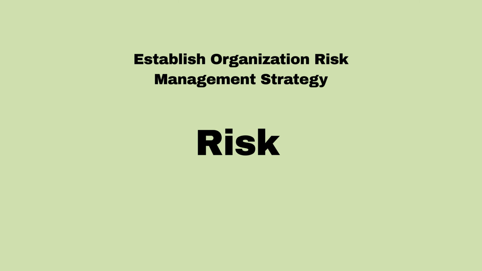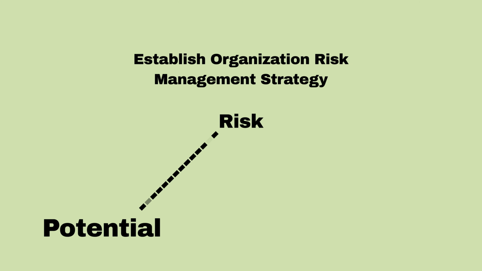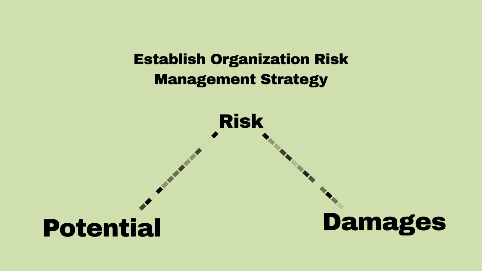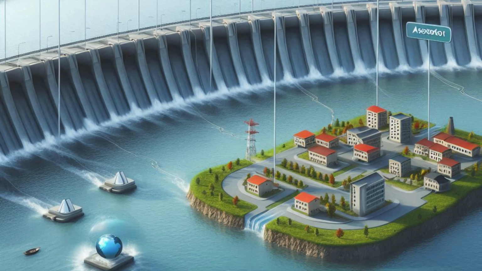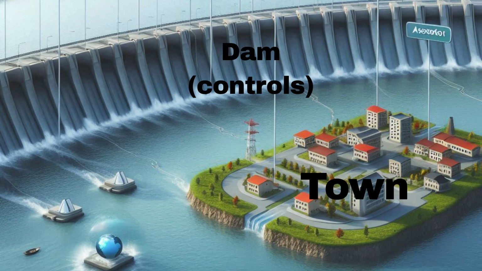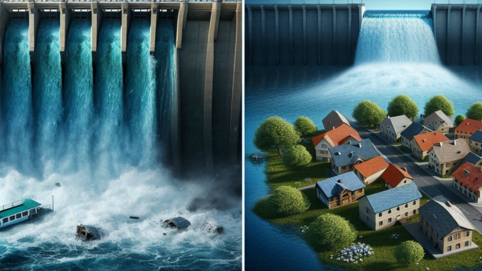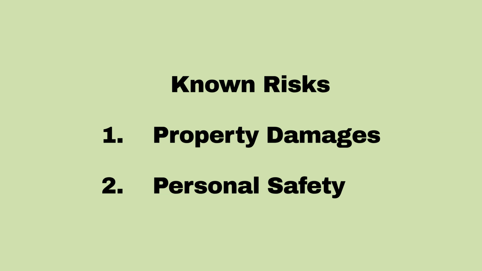If I were to break it down to two words, I would define risk as potential damages. To use an analogy, think of a water dam. Now imagine that dam is there to protect a small town from being flooded. The security control in this scenario is the dam itself as it holds back the water. We could consider the water as the threat in this case. If the water broke through the dam, the town would be flooded. Therefore, two known risks are 1. Property damages, and 2. Personal safety. I hope that detour helps some people that are struggling with understanding the word risk.